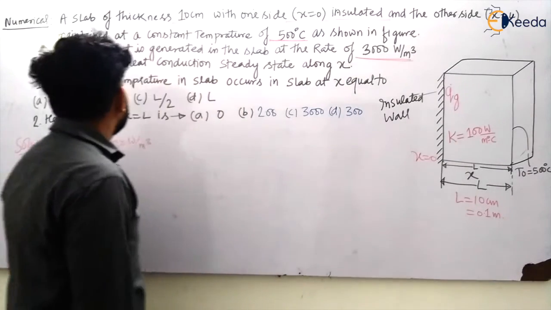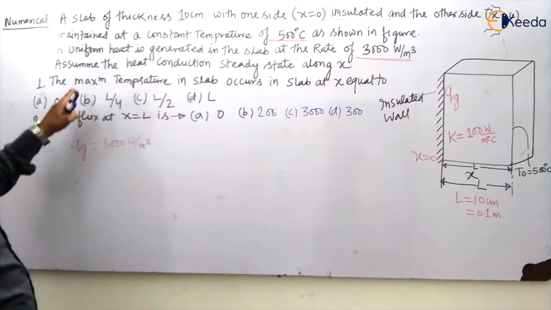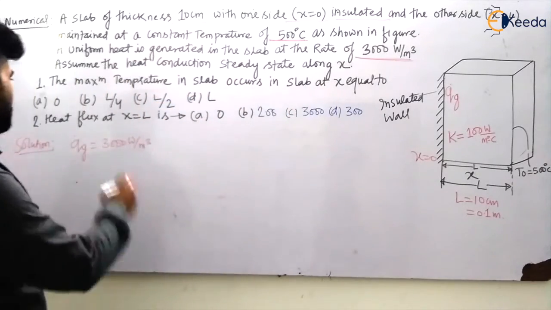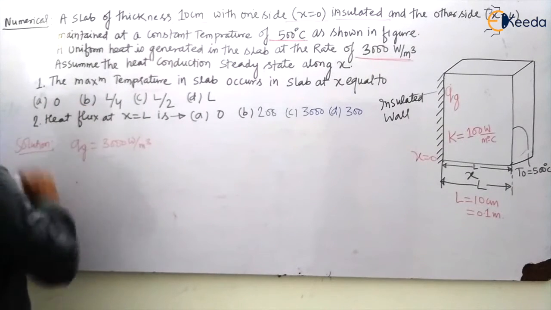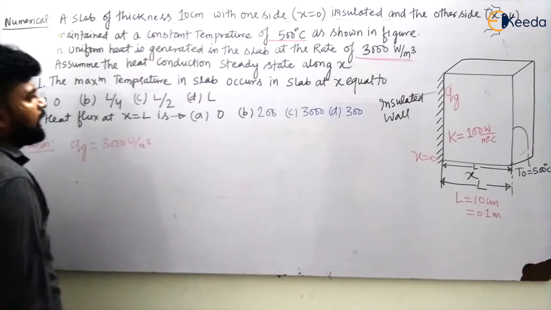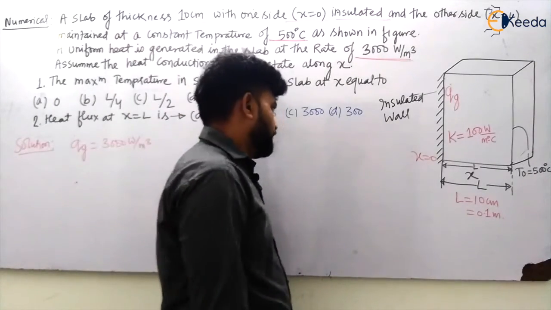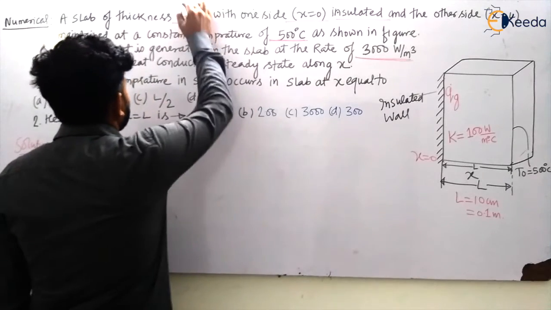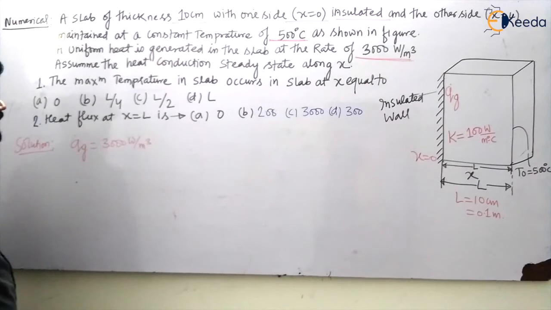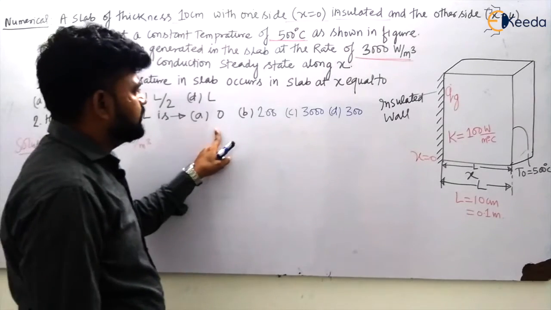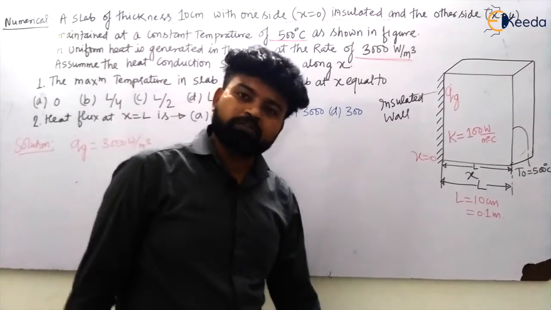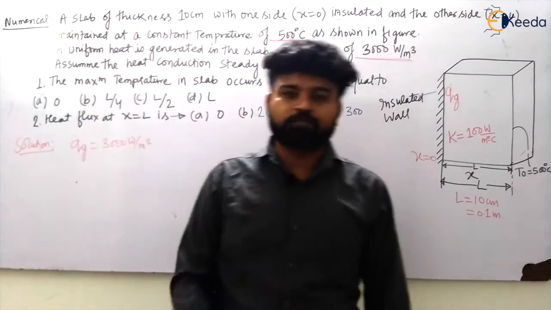What will be the maximum temperature in the slab, which occurs at x equal to: A, 0; B, L by 4; C, L by 2; D, L. They have given the length to be 10 centimeter, my dear students. Now the heat flux at x equal to L is: A, 0; B, 200; C, 3000; D, 300. So what will be the heat flux? Let us see. This is a conceptual question, my dear students.